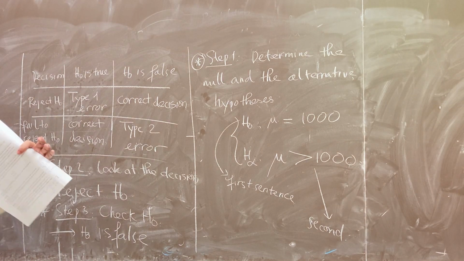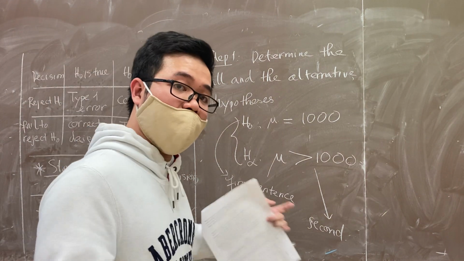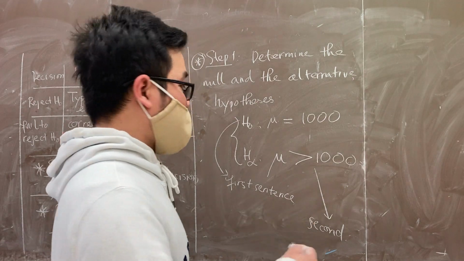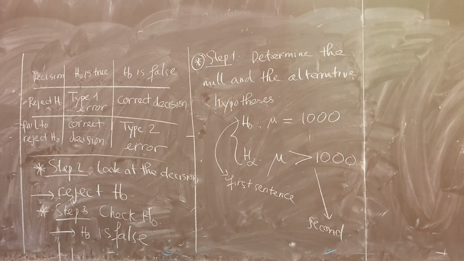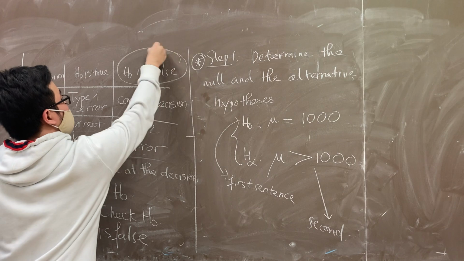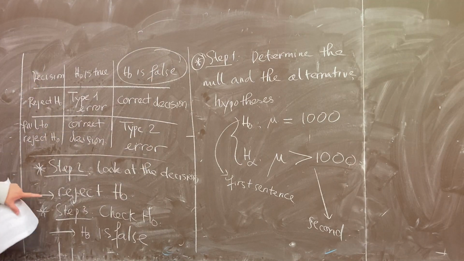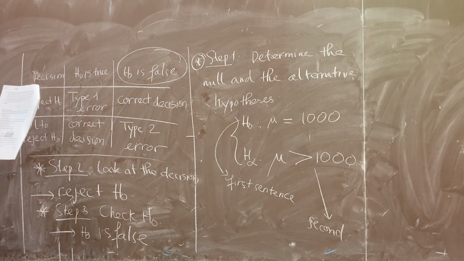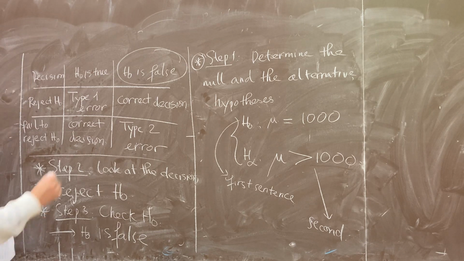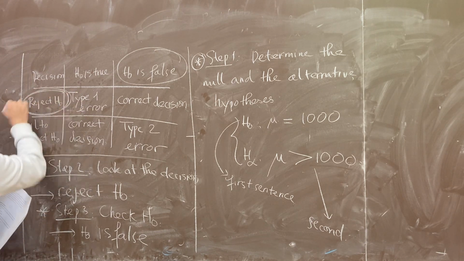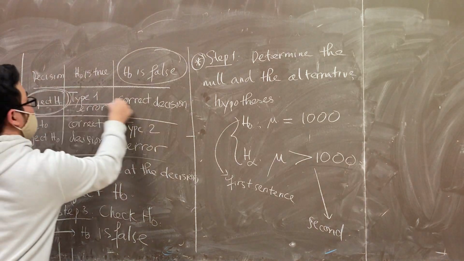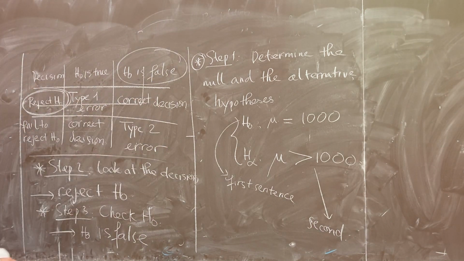So now we will summarize all the information here. We will summarize this and we will check whether they make the correct decision or not. Okay, look at this. H0 is false. They reject or fail to reject? Okay, they reject, right? They reject. And H0 is false. So we go to this one. So that is the correct decision, right? Okay, is it clear, guys?